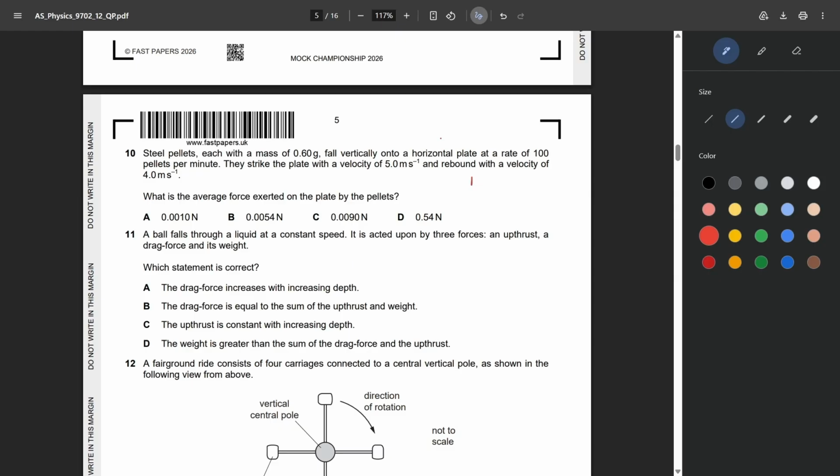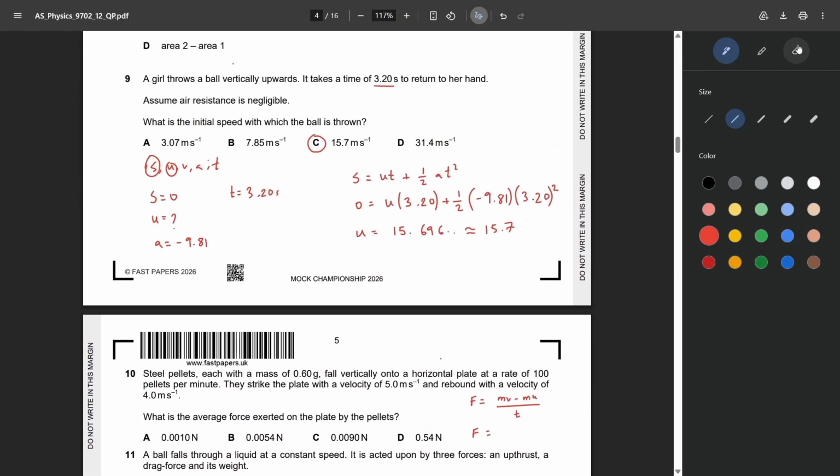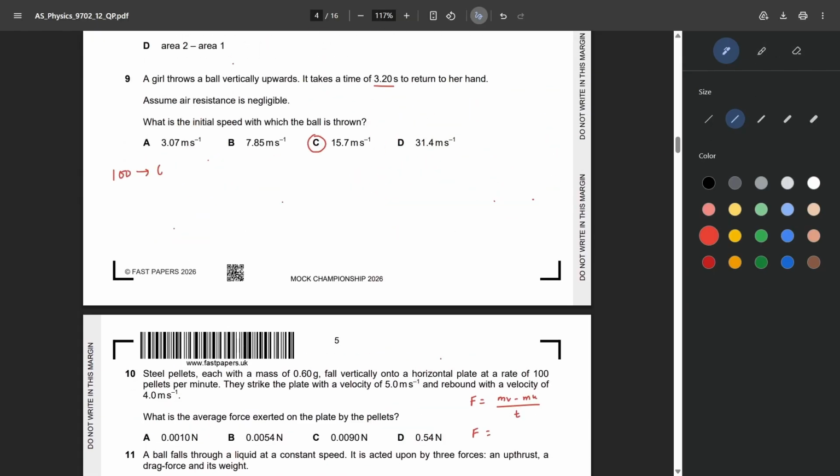Okay, so force, we know force is equal to the change in momentum per unit time, mv minus mu over time. Now, force would be equal to the total mass of the pellets that drop on the plate per second. Okay, so if 100 pellets fall per minute, how many pellets do we have per second? Let's do that question here. All right, so we got 100 pellets in 60 seconds. So in 1 second, we have 100 over 60 pellets.